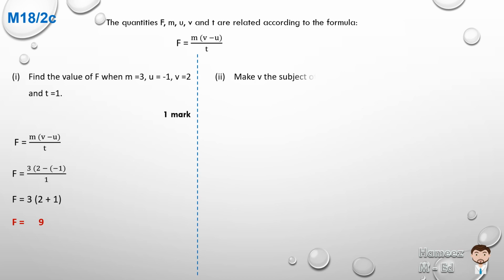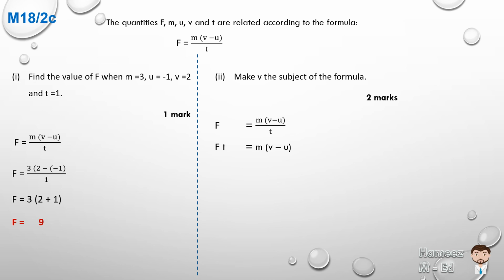And for part 2, make v the subject of the formula. So since we have the formula f is equal to m, v minus u, all over t, we need to get rid of everything on the right hand side except v. So the first thing to move across would be the t. The t is in the denominator, it's dividing, so when I carry it across it will multiply. So we'll have ft is equal to m by v minus u.